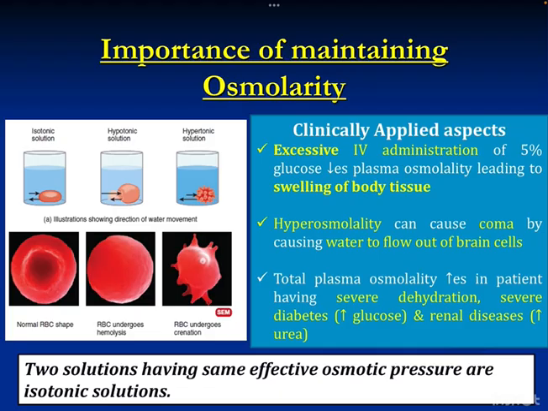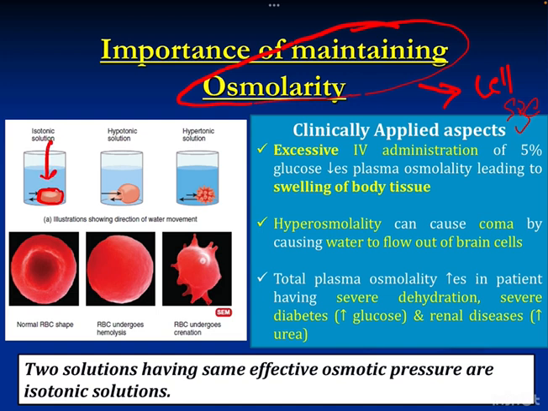Now, some clinical importance of maintaining the plasma osmolarity. It's mainly responsible for controlling the cell size. So here in the diagram, let's say these are cells and this is the solution. If the cells are kept in an isotonic solution, there is no fluid shift between the outside and inside of the cell, so cell size remains normal.